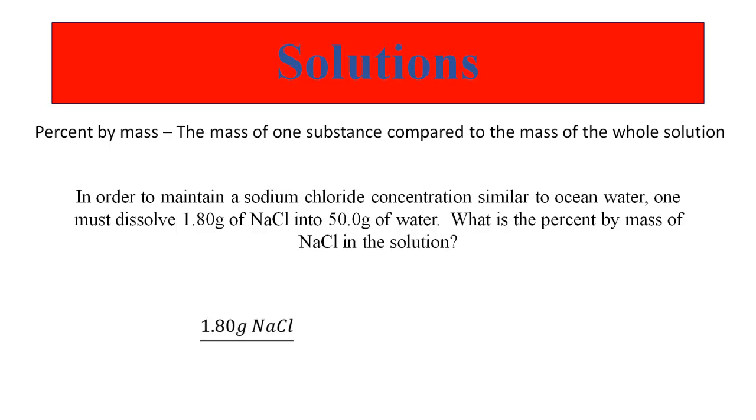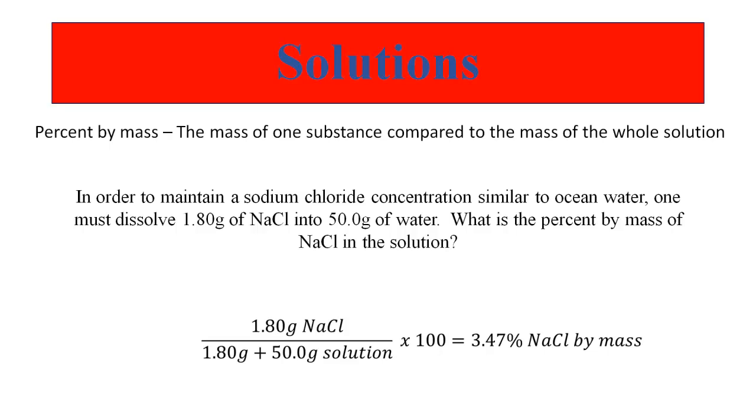Now remember, if we have 50 grams of water and 1.8 grams of sodium chloride, we need to add those together to get the weight of the total solution. So if I take 1.80 divided by 51.8 grams and multiply by 100, we get 3.47% sodium chloride by mass. Notice that I added the salt and the water together to get the mass of the total solution.